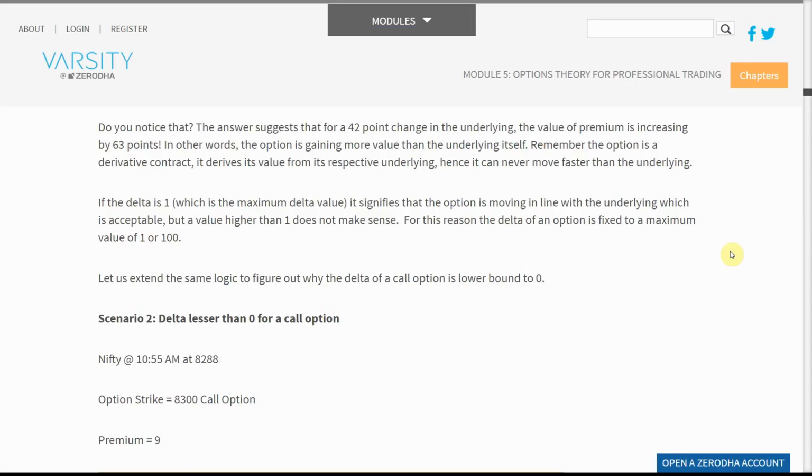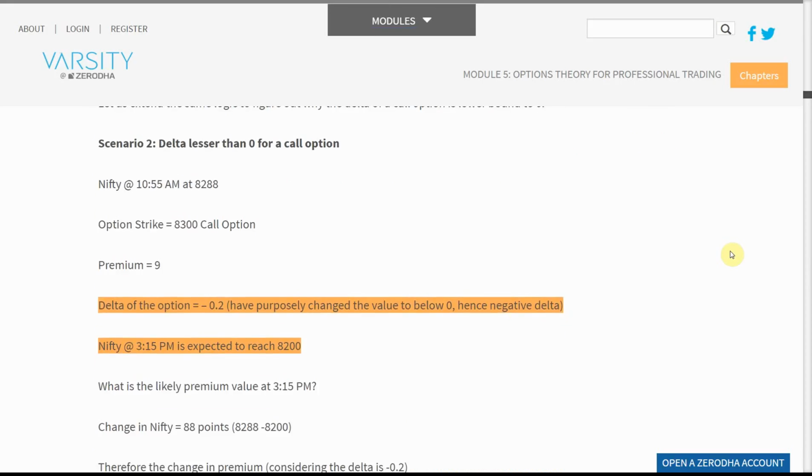Hence, it can never move faster than the underlying. If the delta is 1, which is the maximum delta value, it signifies that the option is moving in line with the underlying, which is acceptable. But a value higher than 1 does not make sense. For this reason, the delta of an option is fixed to a maximum value of 1 or 100. Let us extend the same logic to figure out why the delta of a call option is lower bound to 0.